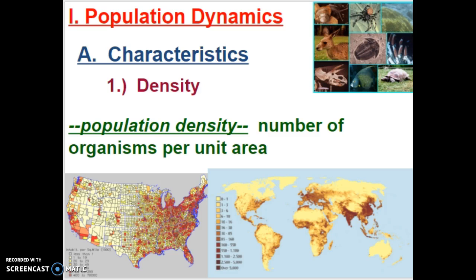When we study populations, remember a population is a group of organisms of the same species that generally hang out in the same area all the time. So when we study populations, we can look at a few different characteristics, density being one of those. Population density is the number of organisms in a particular area. So if there are many members in a small area, that would mean that the population has a rather high density. If there are relatively few members in a large area, that would mean that the density is fairly low.